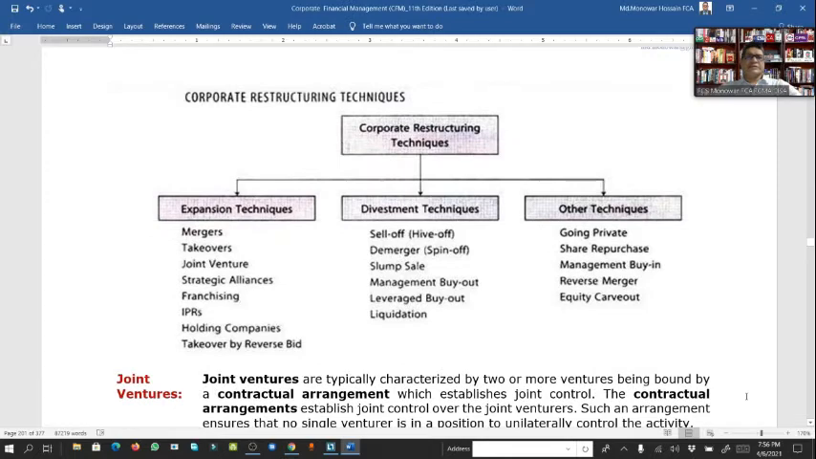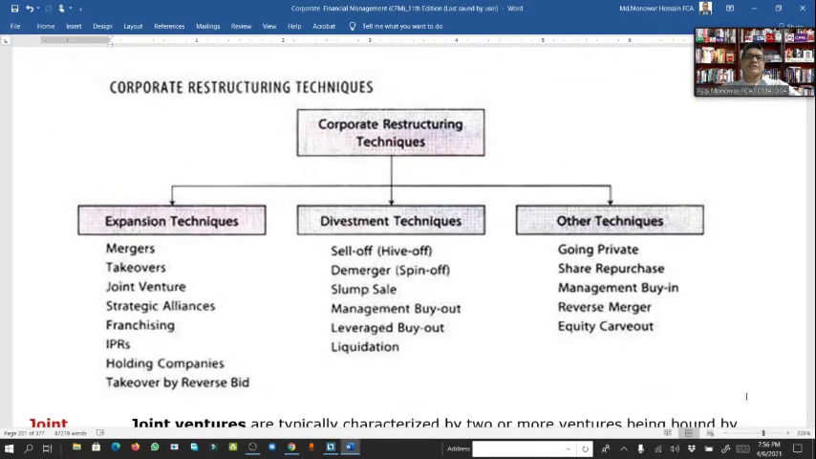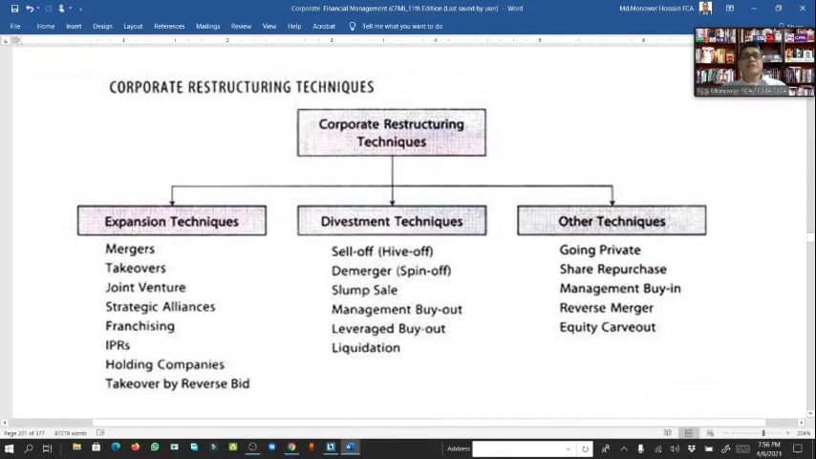In corporate restructuring, we have different types of techniques: some are expansion techniques, some are disadvantage techniques, and some others. Among the expansion techniques, first is merger. We can merge one company with another and make a big company. A big company can take over another small company, and sometimes we may go for a joint venture. Those are the expansion techniques.